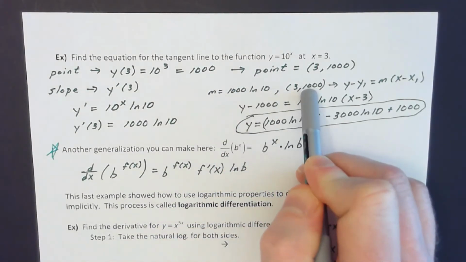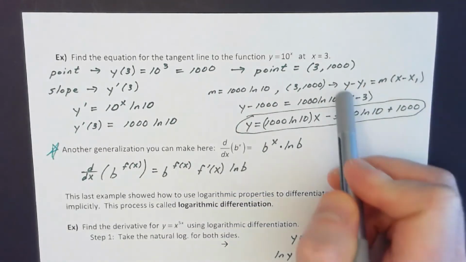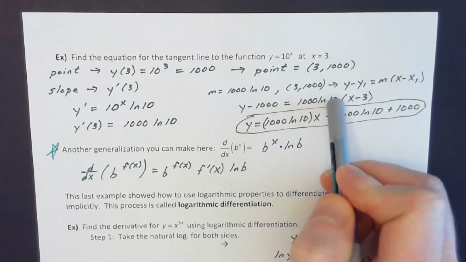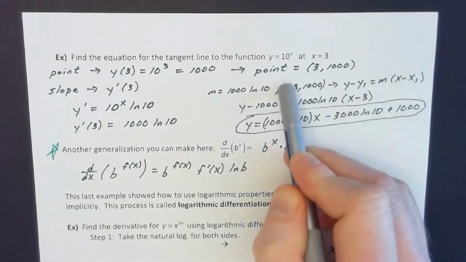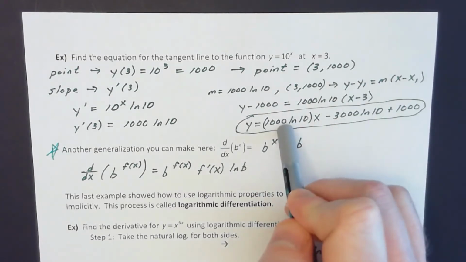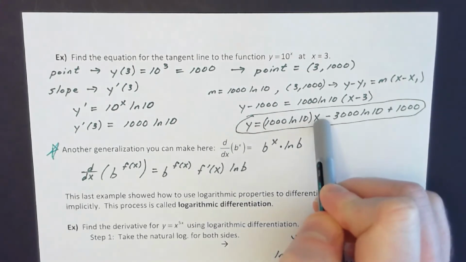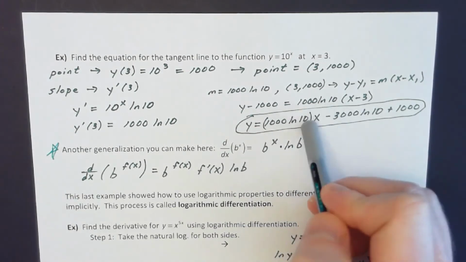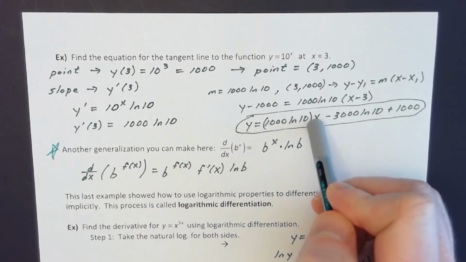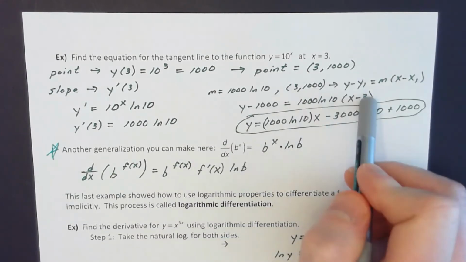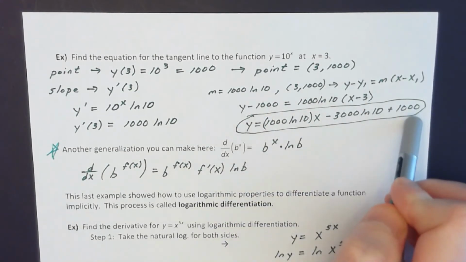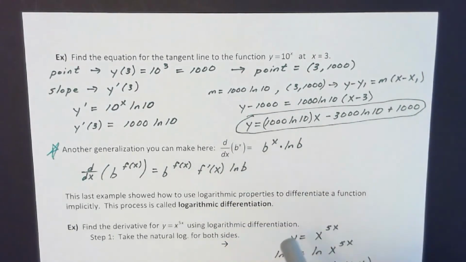This was my point. You had to plug this information into your point slope formula. So it becomes y minus 1,000 is equal to m, the 1,000 natural log of 10, times x minus x1, x minus 3. You distribute through the 1,000 natural log of 10. Of course, that 1,000 natural log of 10 becomes the slope of your function. It's the coefficient of x. Just to show that the x was not inside of that natural log, I put a parenthesis around the 1,000 natural log of 10. All of that times x. And then I would have minus 3,000 natural log of 10. And then in order to solve for y, you'd have to add the 1,000 to both sides. So that would be my final exact equation of the tangent line.